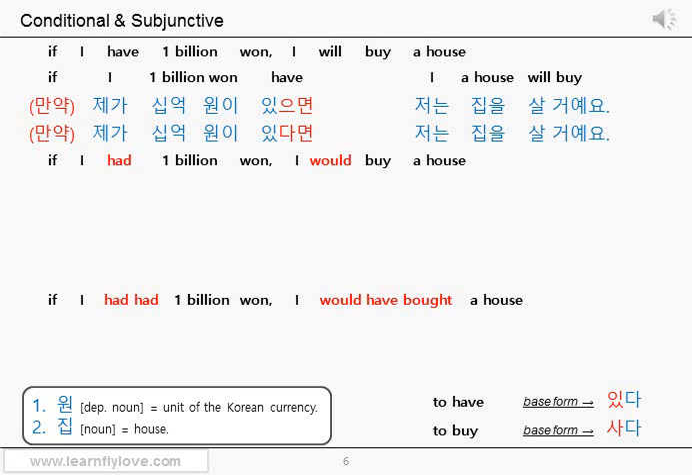Okay, let's see the next sentence. If I had 1 billion won, I would buy a house. Now the English sentence is in the subjunctive mood. This English sentence can tell us two things. One is that the sentence is talking about something which doesn't have a real possibility. And the other thing is that the meaning is present, not past, even though had and would are used. Then let's remember these two things again and make the Korean sentence for this English sentence.